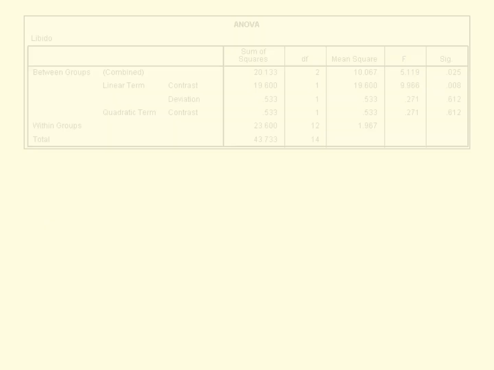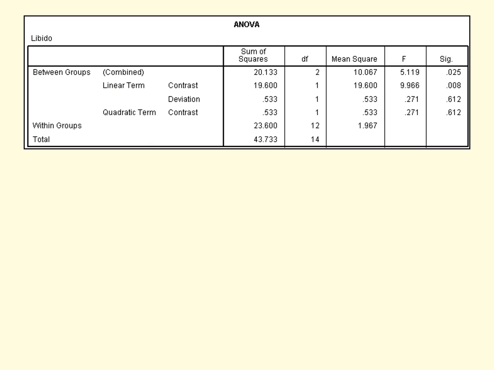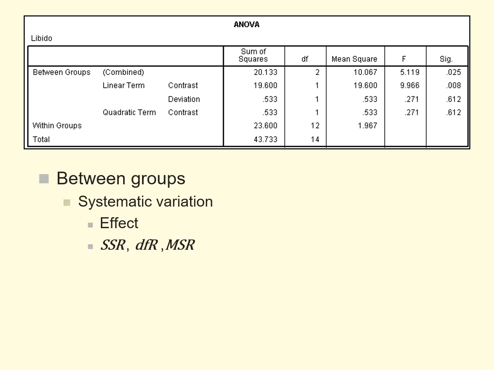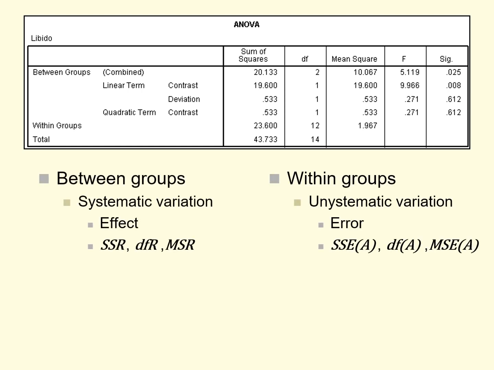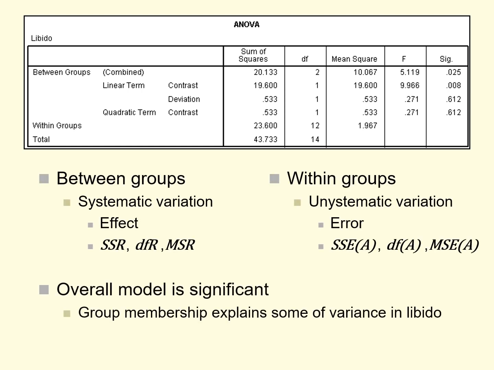Moving on in our output, we've got our ANOVA table. This looks much like the ANOVA table I previously showed you, except this time I think the data wasn't fiddled with to exaggerate the polynomial contrast. And yeah, you can see that the linear contrast is significant. The quadratic contrast is not significant. So we got our test of between groups and within groups variance, and then our linear contrast and our quadratic contrast. So overall, the model is significant.